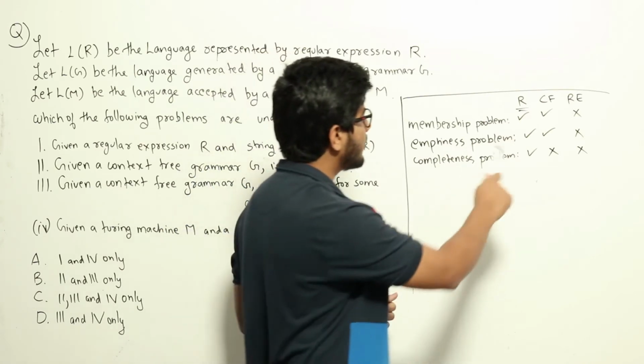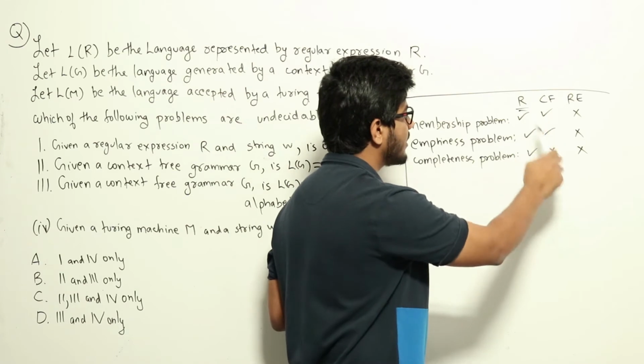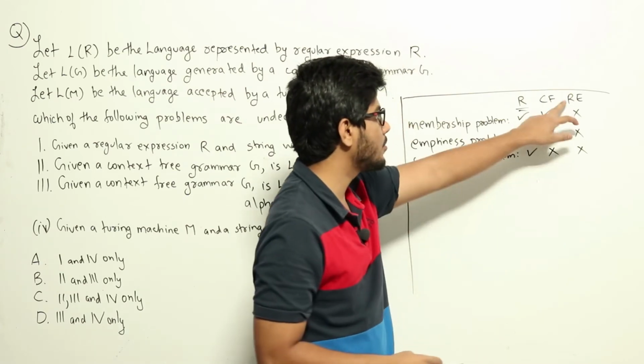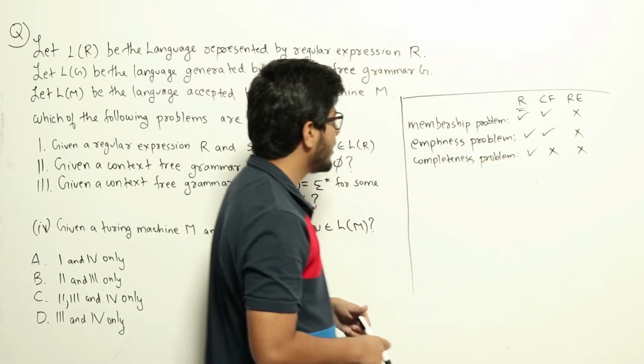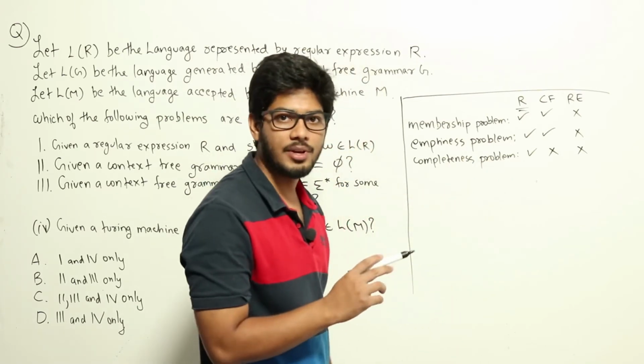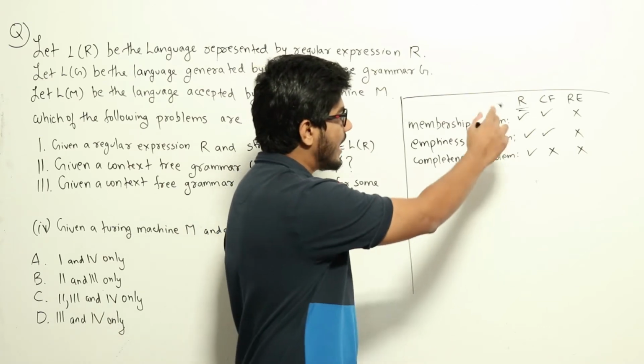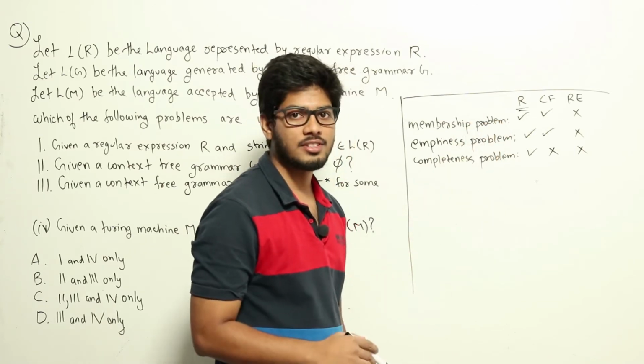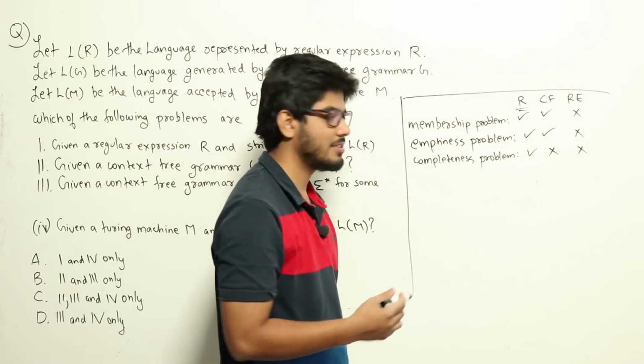So the emptiness problem for regular grammar is decidable. For context-free grammar, it is also decidable. For recursively enumerable languages, it is undecidable. Similarly, completeness problem. Completeness problem means given an alphabet epsilon, whether the language generated by the grammar is equal to epsilon star. That's what completeness problem specifies.